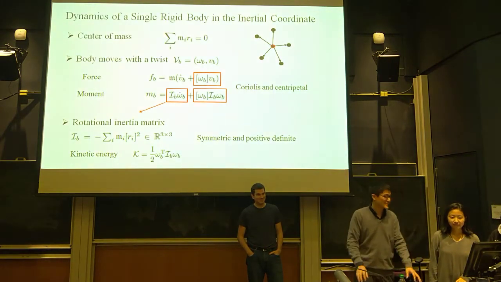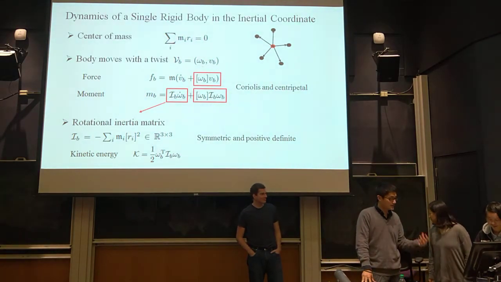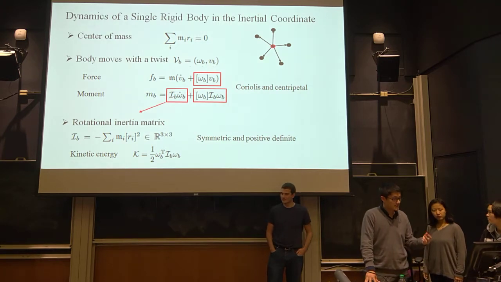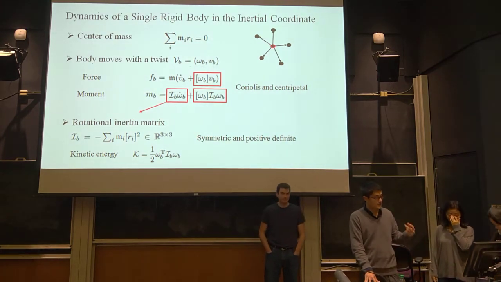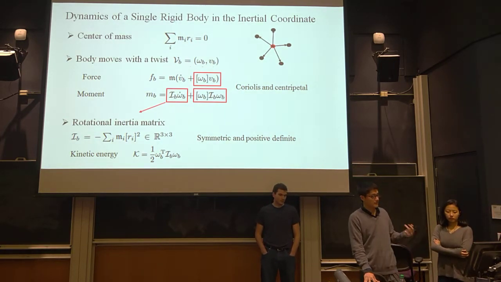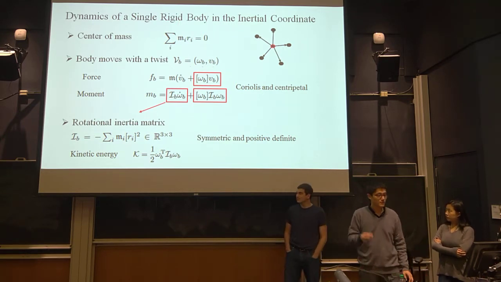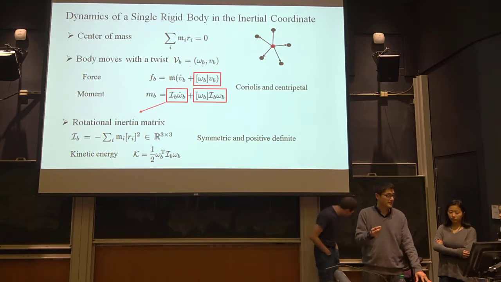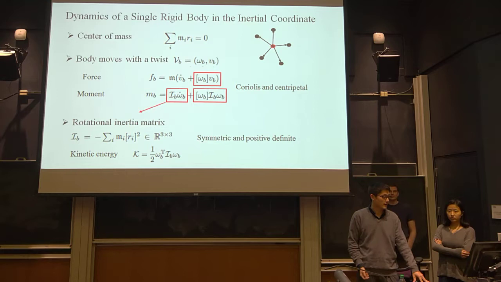So now let me introduce you to the dynamics of a single rigid body. To study a single rigid body, it's better to study it in the inertial coordinate. So what's the inertial coordinate? We all know the center of mass. We just put our body frame at the center of mass, and then we study the dynamics of the rigid body with that. It's the most convenient way.